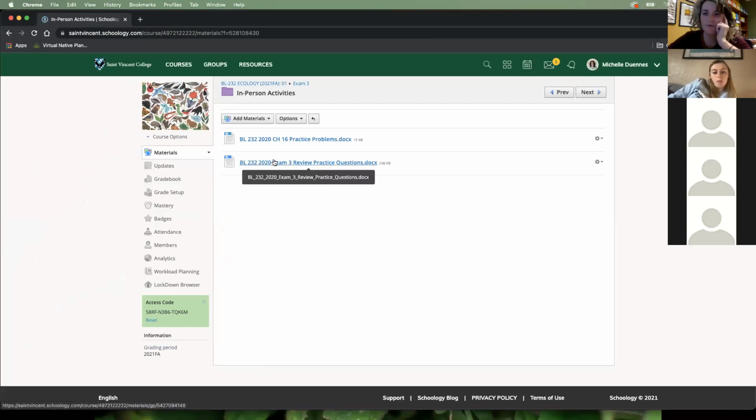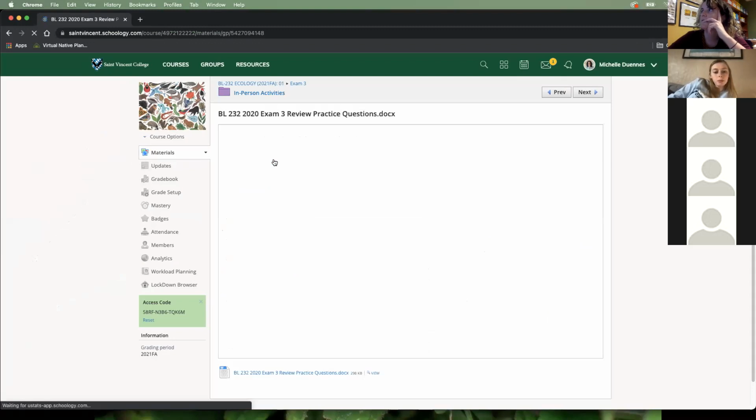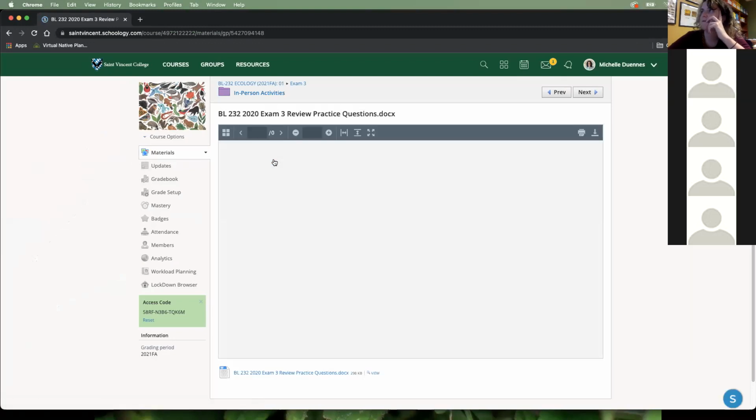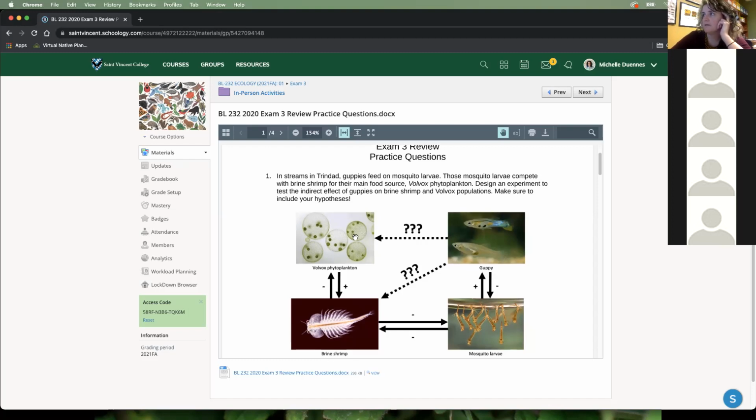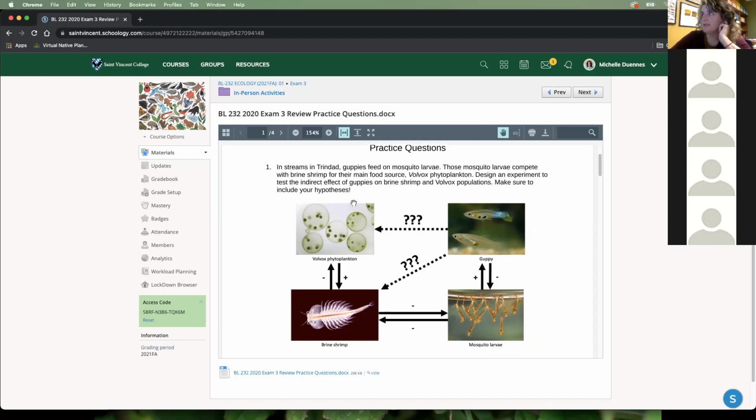I have some practice questions for the essay questions in here. Okay, so this first one is an example of a kind of problem that you will get on the exam. That is how to design an experiment to test indirect effects in a community. So this is like an example problem. I think this is real. I can't remember if I made this up or not.